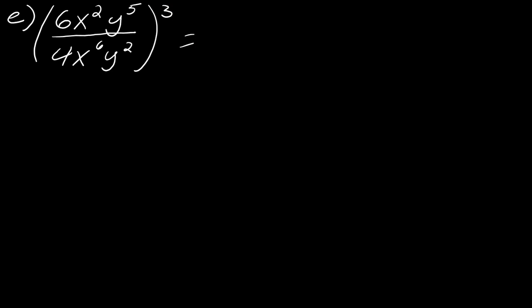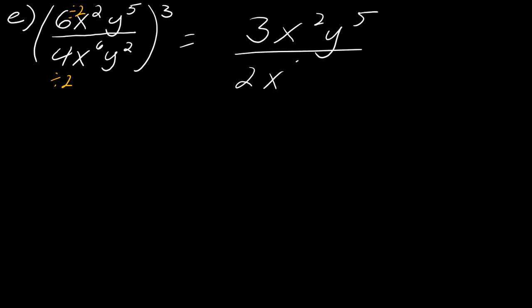All right, so first things first, I am going to just divide the top and bottom by 2. So this is 3x squared, y to the 5th, and then this 2 in the bottom. Okay, and then like I said, I don't like to do too much too fast. I like to go one thing at a time. So I've simplified those things. So now let's simplify the x's and y's.